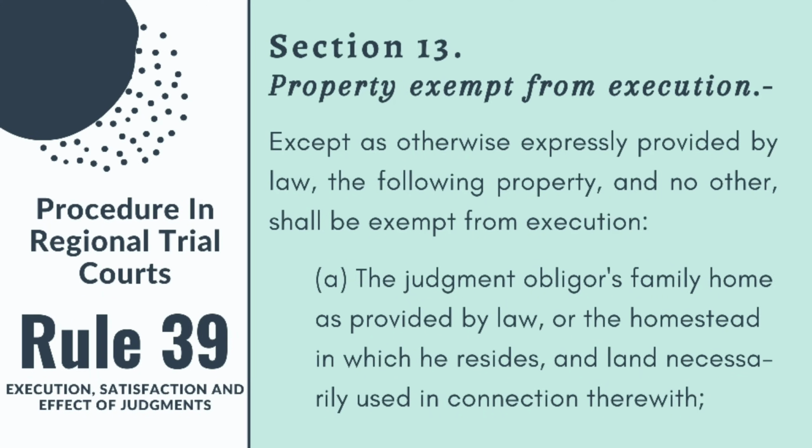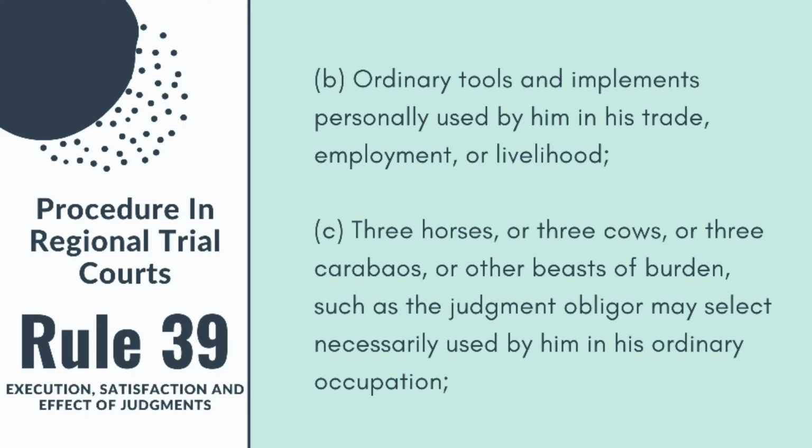Section 13. Property exempt from execution. Except as otherwise expressly provided by law, the following property, and no other, shall be exempt from execution. A. The judgment obligor's family home as provided by law, or the homestead in which he resides, and land necessarily used in connection therewith. B. Ordinary tools and implements personally used by him and in his trade, employment, or livelihood. C. 3 horses, or 3 cows, or 3 carabaos, or other beasts of burden, such as the judgment obligor may select, necessarily used by him in his ordinary occupation.